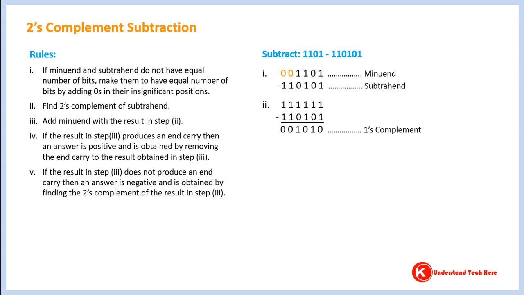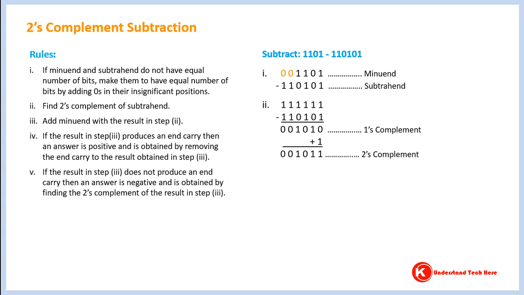To find the 2's complement, we need to add 1 to the 1's complement. So we need to do this. In doing this, we get this. Well, by definition, this is the 2's complement of the subtrahend.